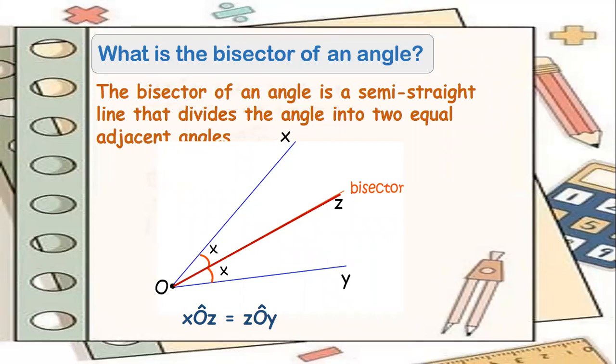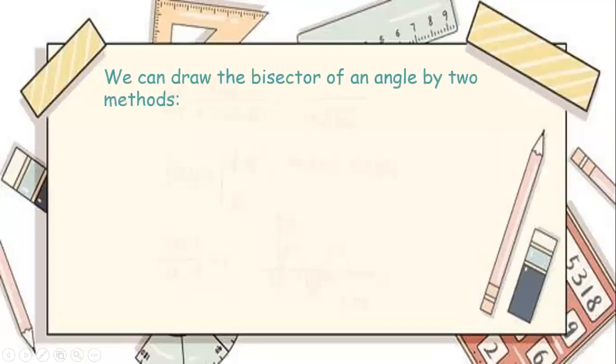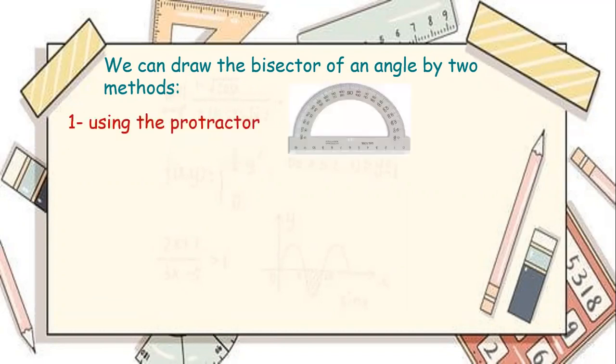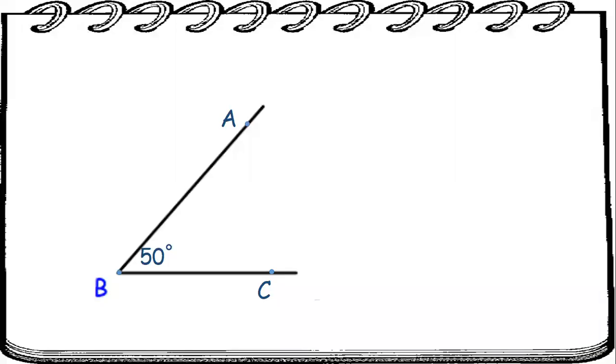Why are they adjacent? Because they have the same vertex O, a common arm OZ, and the other arms OX and OY lie on the opposite sides of the common arm. Now, how do we draw the bisector? We can draw the bisector of an angle by two methods. The first method uses the protractor. The second method uses the compass. Now let's see the first method, how we draw the bisector using the protractor.